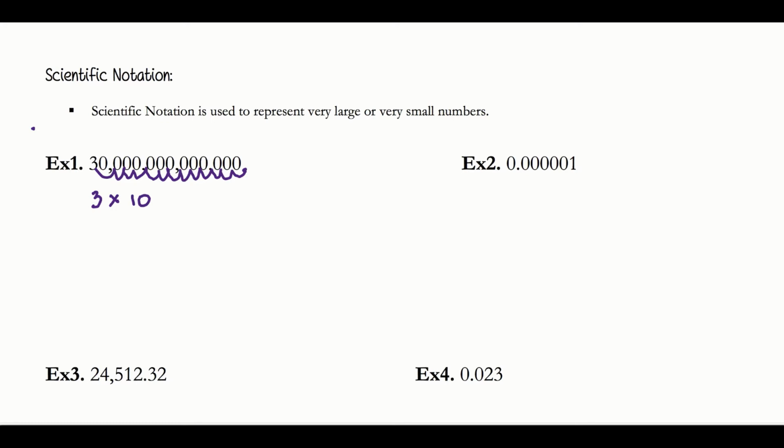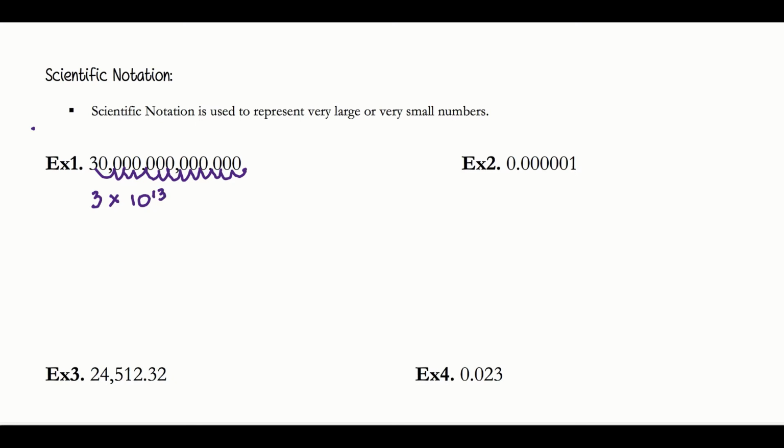Now, where students struggle the most is figuring out if this should be a positive 13 or a negative 13. Keep in mind I took a very large number and I made it smaller. Now these two numbers need to be the same. Standard and scientific notation are the same number. So I need to somehow represent the fact that I took a really big number and made it smaller by multiplying by a positive power of 10. So in this case, it's going to be positive 13.